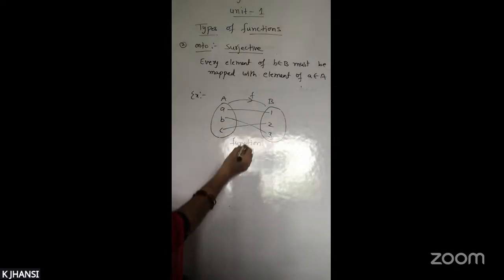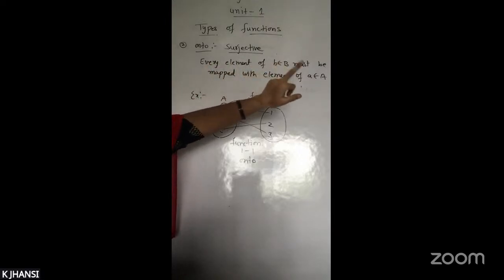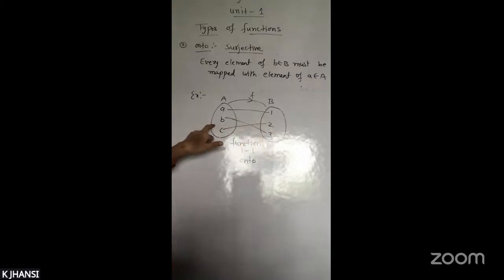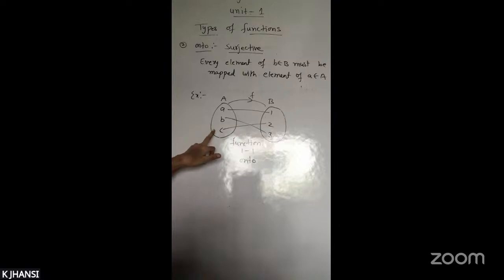And also this is an onto function. Onto function, what is the condition? Every element of B belongs to B must be mapped with an element of A. So here whatever the elements are there in B, they are having the images here. Therefore, this is an onto function also. Next, we will see one more function.